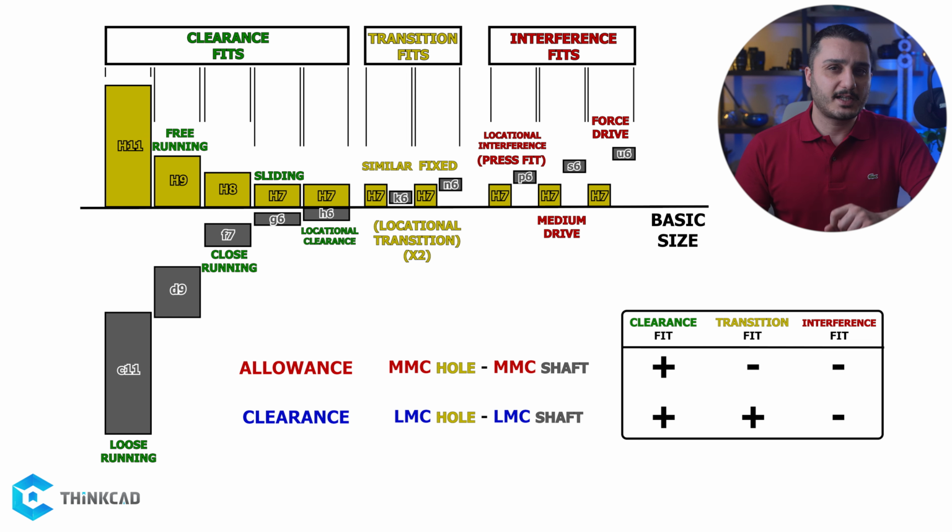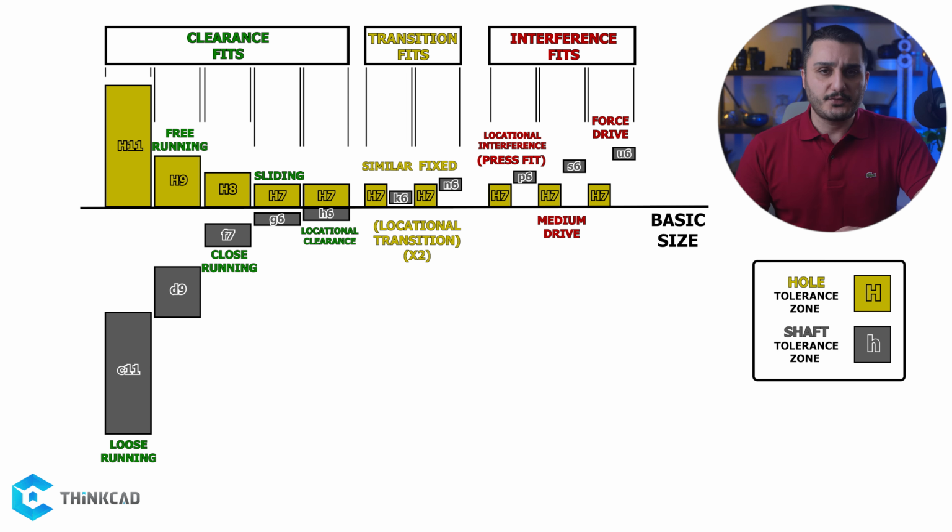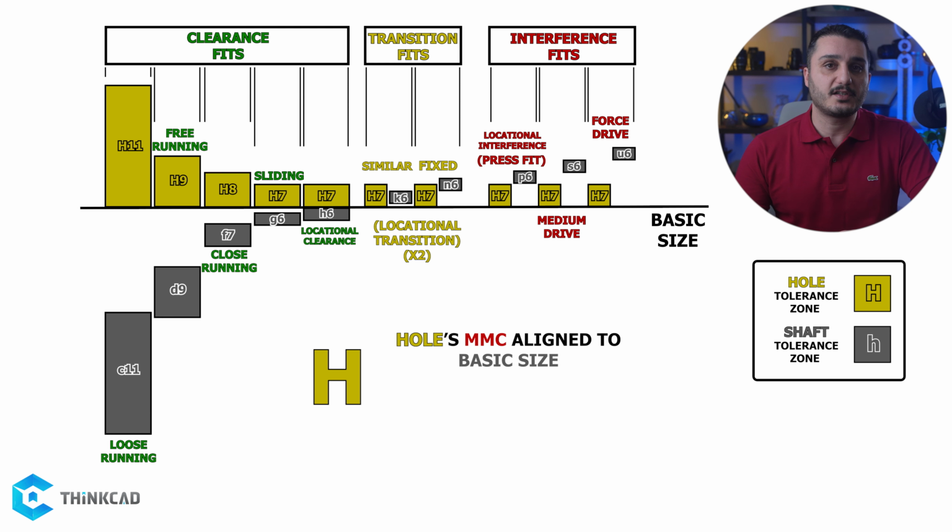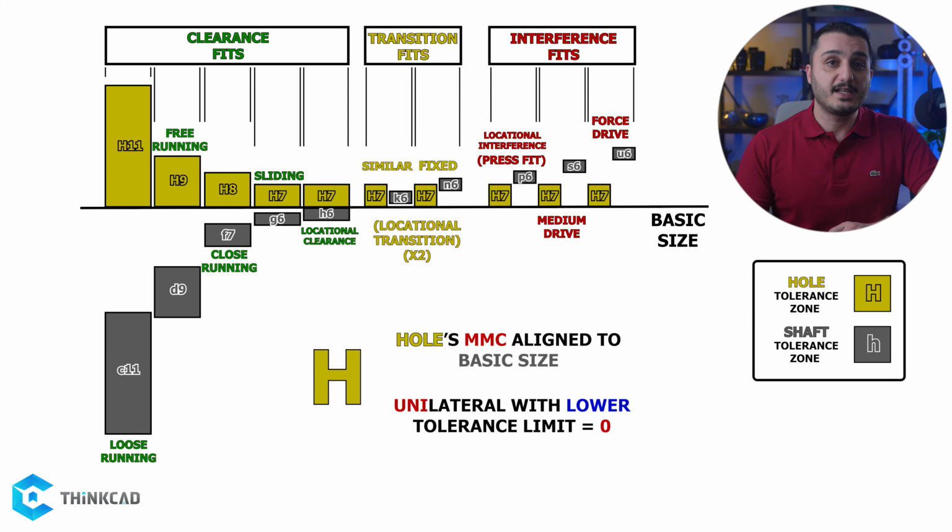Now, let's understand what this all means. If you noticed, all tolerance zones for the holes have an uppercase H here. Capital H simply means the hole's MMC is aligned on the nominal size. This means the tolerance zone for the hole in every single fit type here will have a unilateral tolerance that has 0 as the lower tolerance limit.